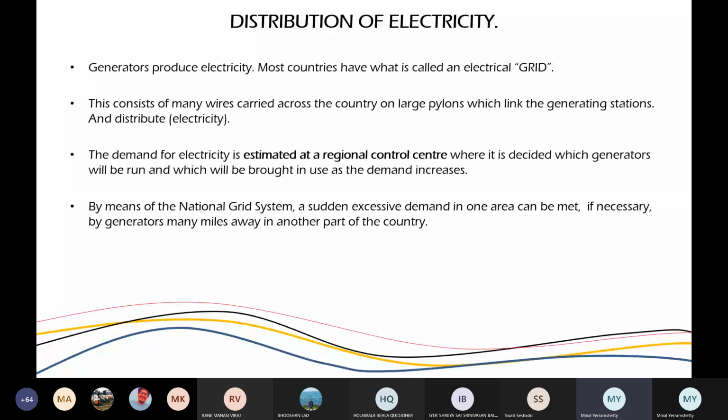How do I get this huge amount? Either I have very thick cables, but then what will be the problem? Big resistance. Big resistance means big loss of electricity. It is very expensive, right? So then what do I do? I step up the voltage.